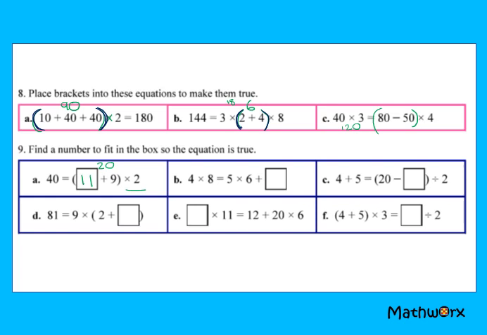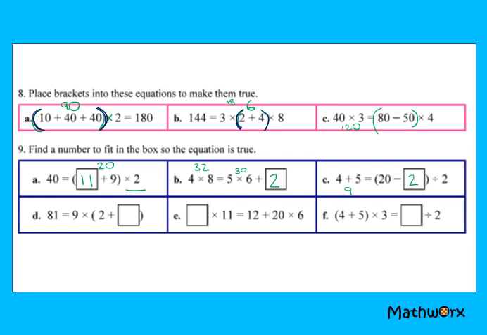Okay, B, 4 times 8 gives me 32, hey. And if we look on the right-hand side, we have 5 times 6, which gives me 30, plus what gives me 32? 2. And if we look at C, 4 plus 5 gives me 9. And what divided by 2 gives me 9? 18 divided by 2 gives me 9. So 20 minus what gives me 18? 2. 20 minus 2 gives me 18. 18 divided by 2 gives me 9.